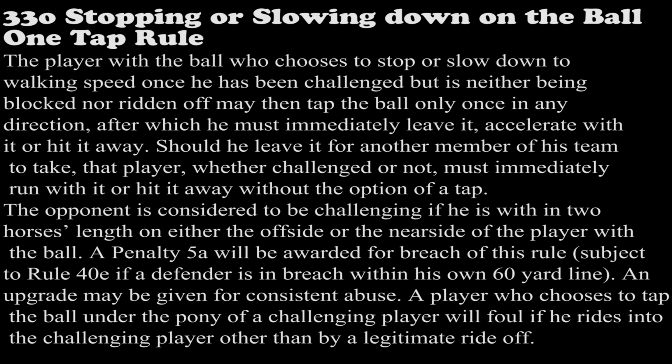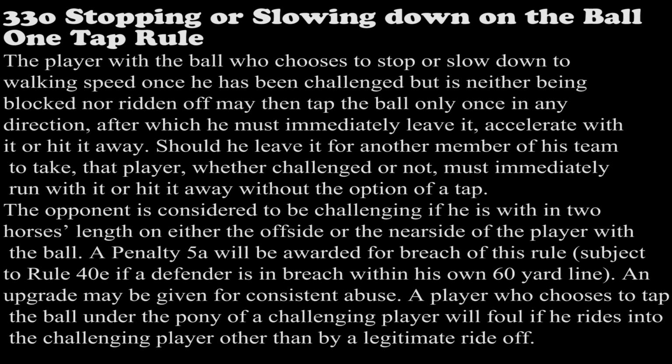33O. Stopping or slowing down on the ball. 1 tap rule. The player with the ball who chooses to stop or slow down to walking speed once he has been challenged but is neither being blocked or ridden off may then tap the ball only once in any direction, after which he must immediately leave it, accelerate with it, or hit it away.